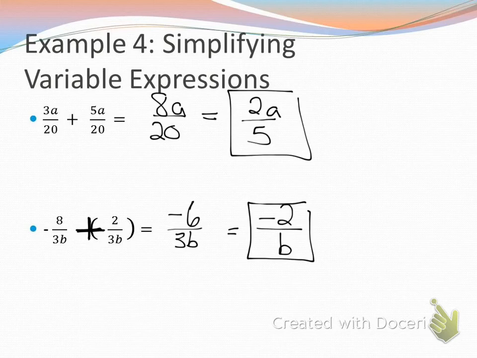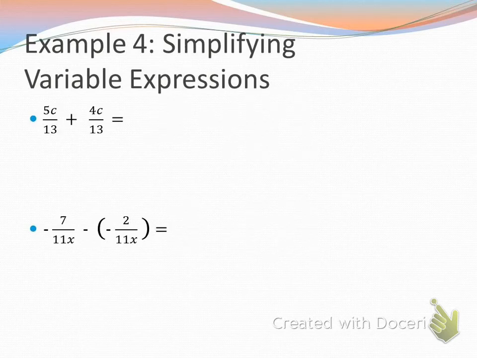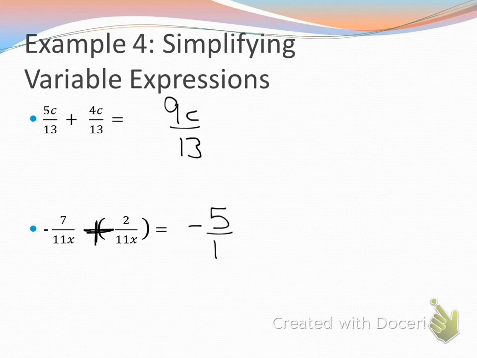Okay, I want you to try a couple. All right, you can do it. Okay, so what did you get for the first one? Negative 9c over 13. Good. What about the second one? Negative 5 over 11x. Good job, guys. Who got them both? Good job.